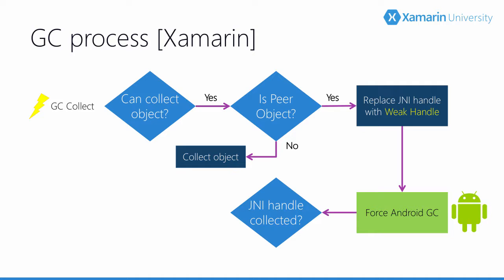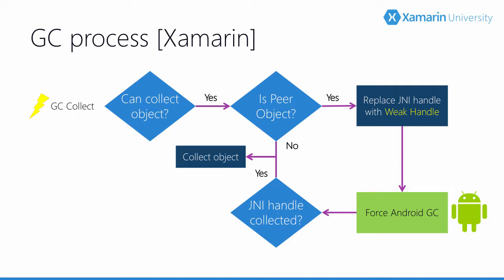At the end of that, after the JVM has done its collect, we'll catch that notification, and it will look at every single one of those objects and say, has this object been collected by the JVM? In other words, is it still alive from the weak handle? If it's not alive anymore, then we go ahead and collect our managed peer object. And so the memory on the Xamarin Android side will then be collected and it will go away.